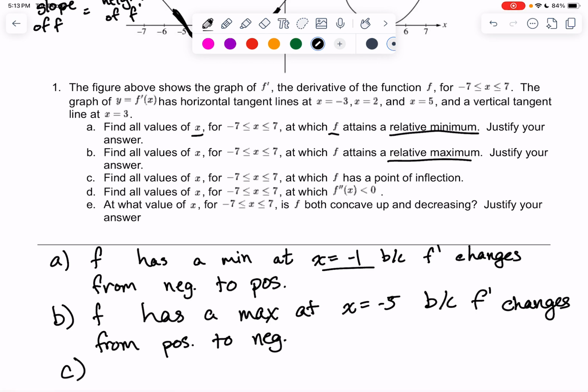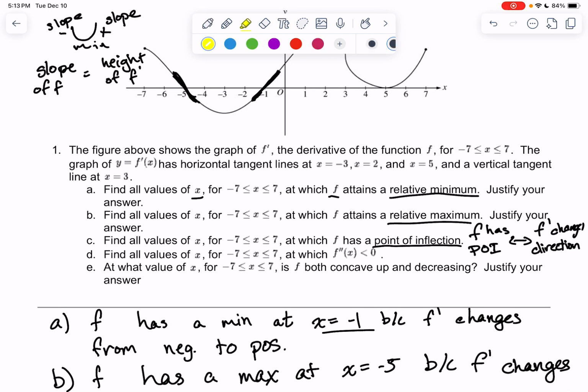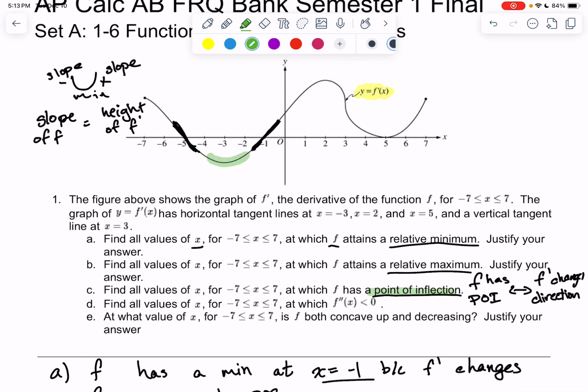All right, let's look at part C. Where do we see a point of inflection? Okay, well, let's make a quick note about that. f has a point of inflection when f prime changes direction. In other words, when it changes direction from increasing to decreasing, or like positive slope to negative slope, or the other way around, negative slope to positive slope. So where do we see that? Let's do some highlighting here, maybe in green. I see that I change slope here, and that would be at -3, and also here at 2, and then once more at 5.